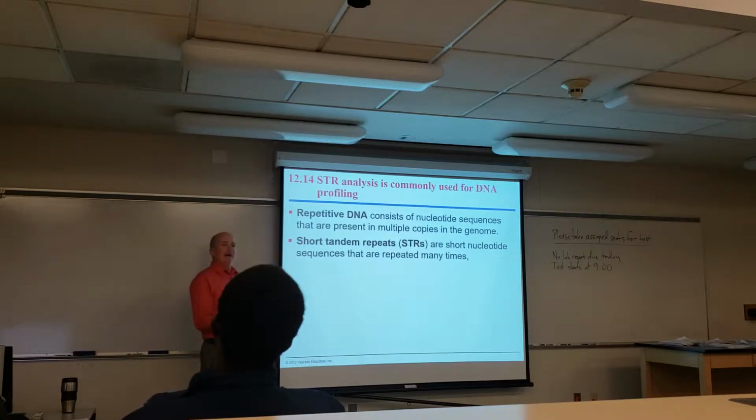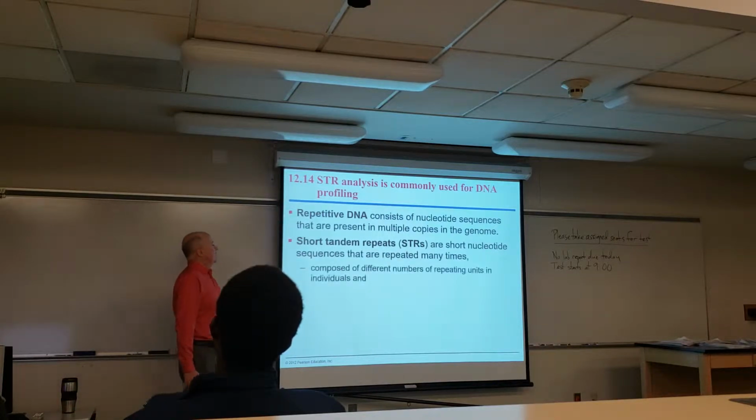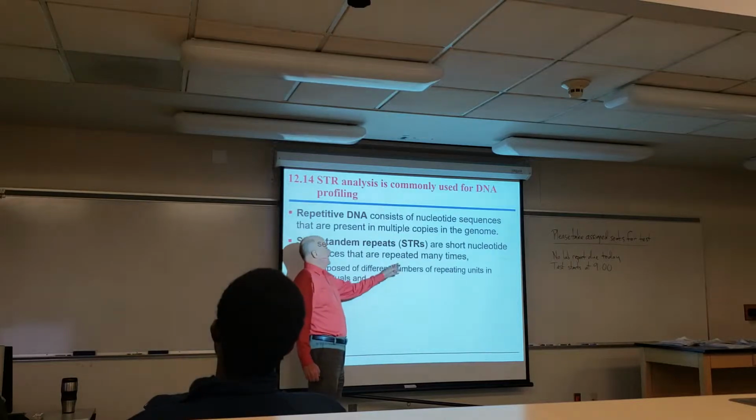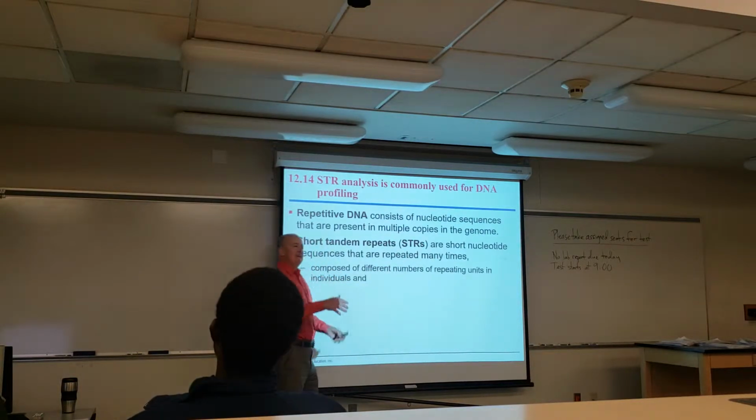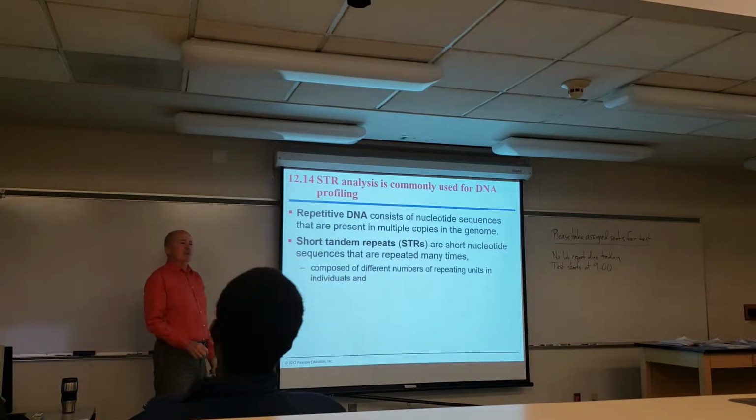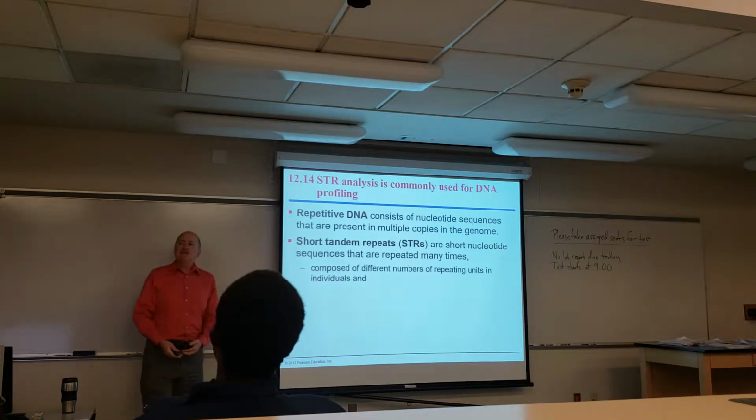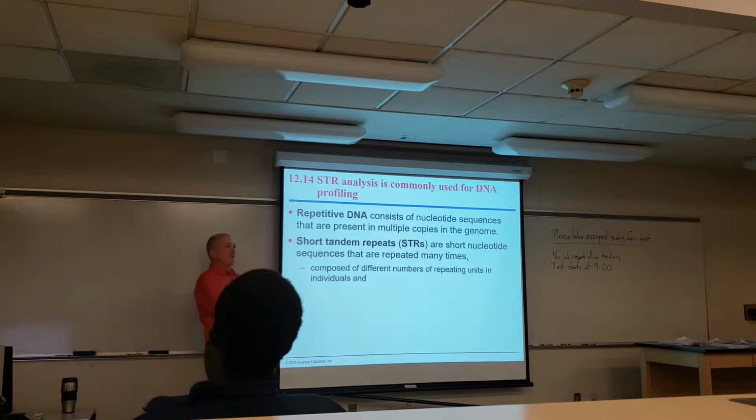That's where you'll have 4 or so bases repeated a variable number of times. So you'll have some people where maybe the short tandem repeat at that spot of the chromosome just has 5 repeats. Someone else maybe has 20 repeats. Well, that makes smaller or bigger DNA molecules, and we can focus on those.